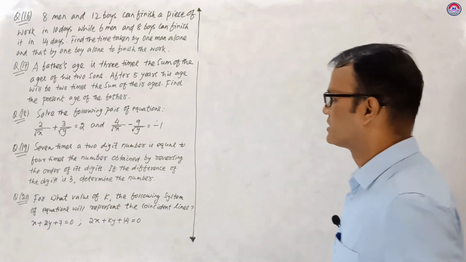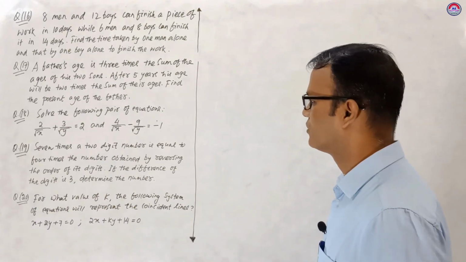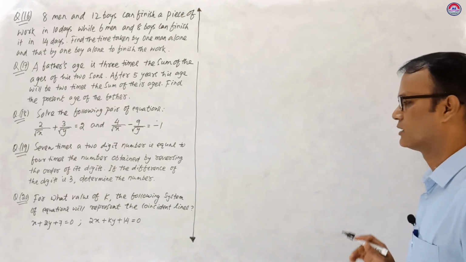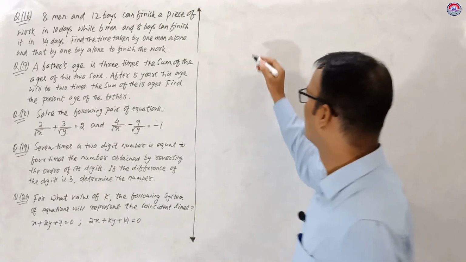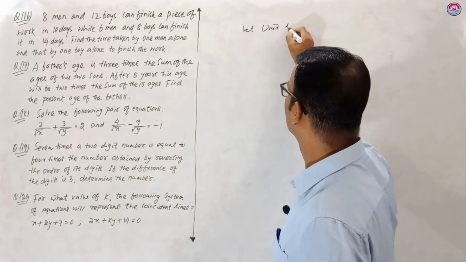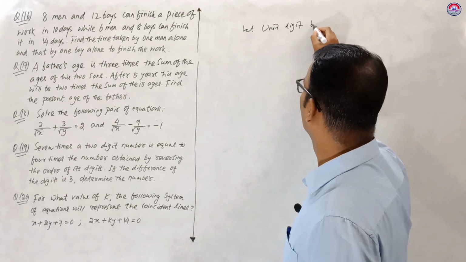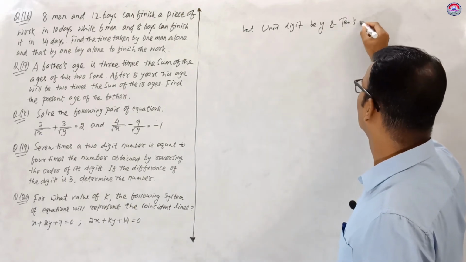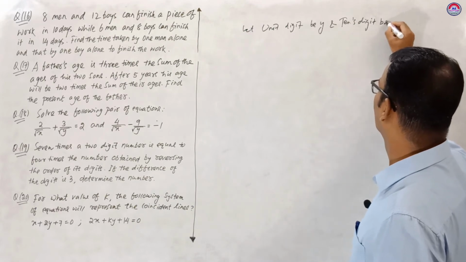Question 19: 7 times a 2-digit number is equal to 4 times the number obtained by reversing the order of the digits. Let the unit digit be y and the tens digit be x.